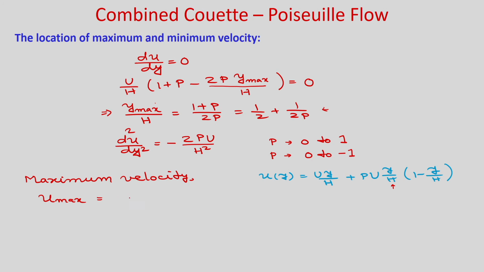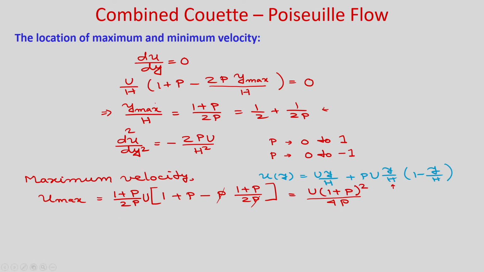So, you will get (1 + p)/(2p) as your y/h, into U. So, U also you can take outside. So, you will get 1 plus p, then minus p into (1 + p)/(2p). Okay. So, you can see if you rearrange it, you will get U into (1 + p) whole square by 4p. Okay, if you rearrange you will get this.